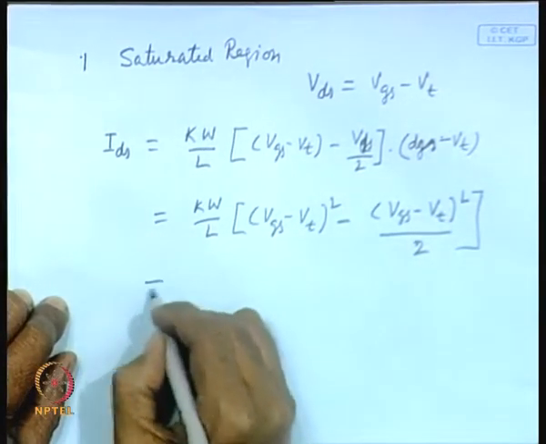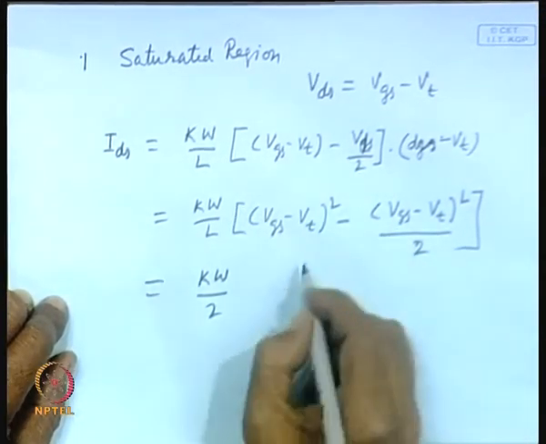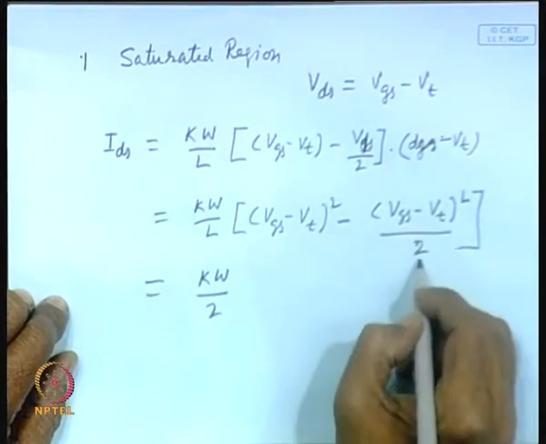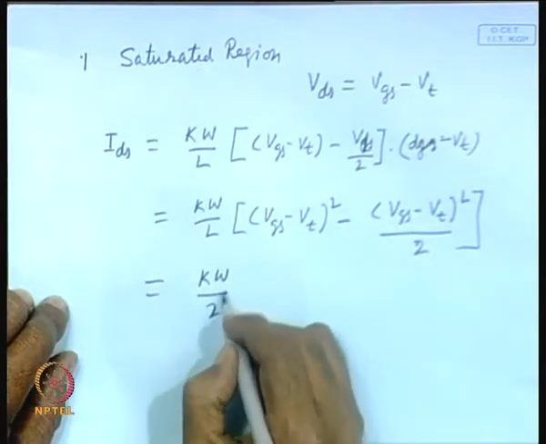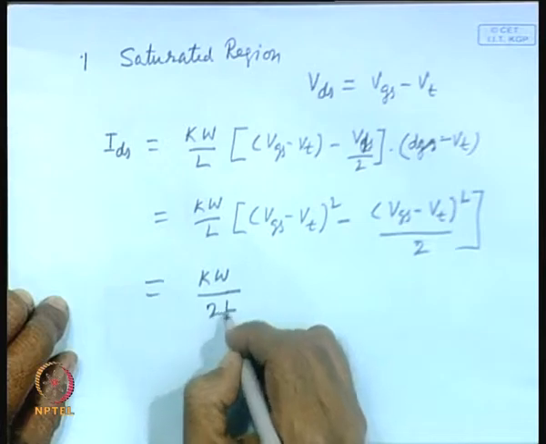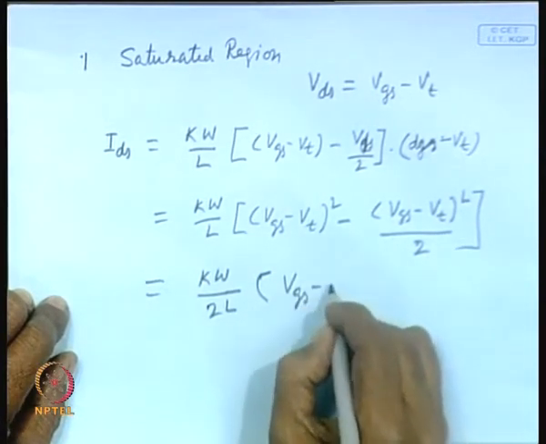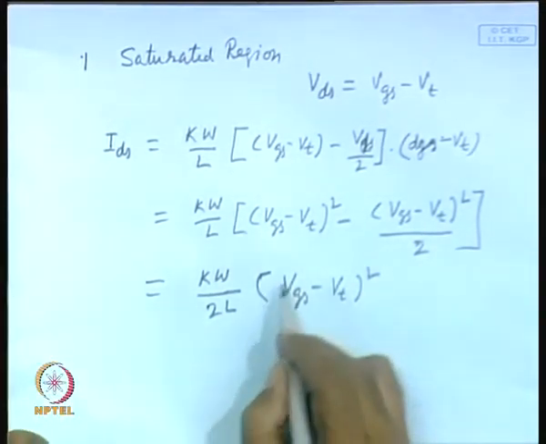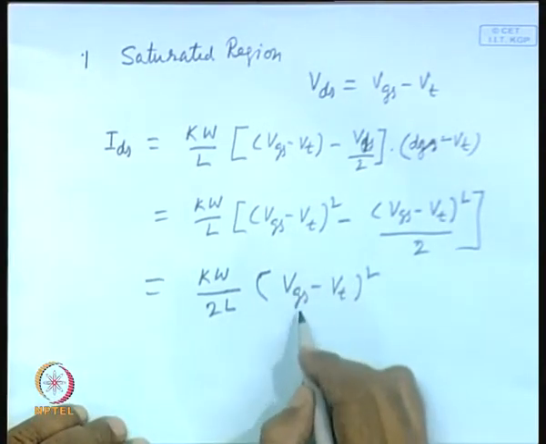Okay. So, this will be equal to kW by 2L, because half of VGS minus VT square by 2 will become VGS minus VT square by 2. So, this will be equal to kW by 2L into VGS minus VT square. So, here indeed we find an expression where it is independent of the drain voltage.